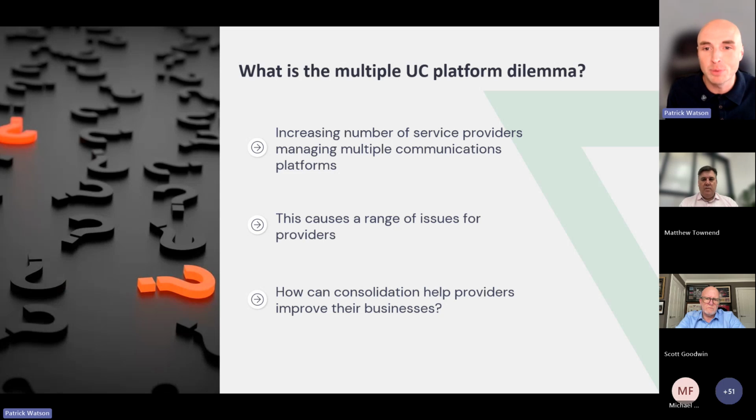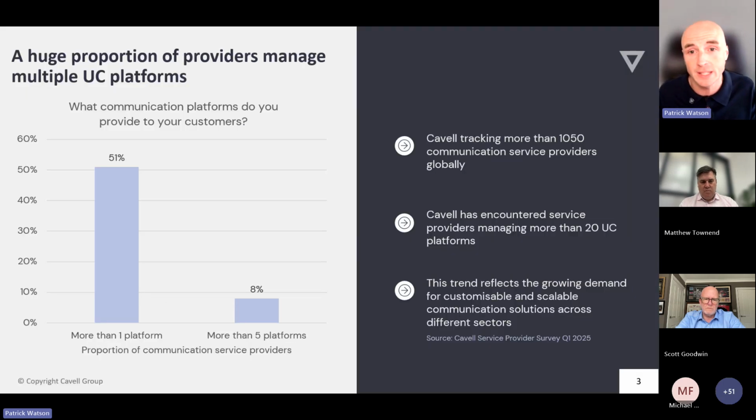So how big a problem is this? As I said, at Cavell, globally, we track a really significant number of providers, primarily communication service providers, who have multiple platforms that they're running. The graph on the left comes from our service provider data that we track globally of more than 1,000 service providers. And as you can see, more than half of them run more than one UC platform.